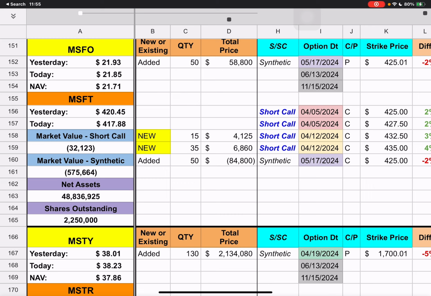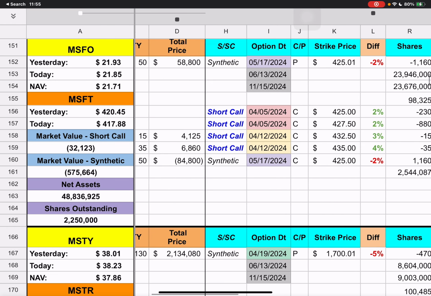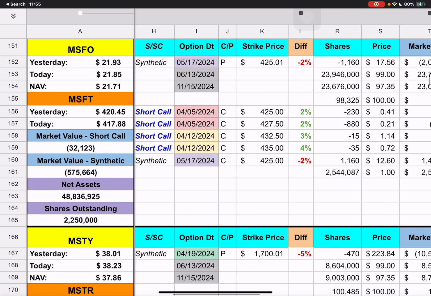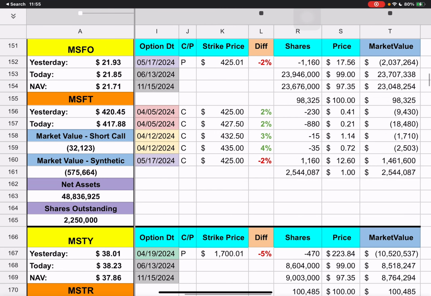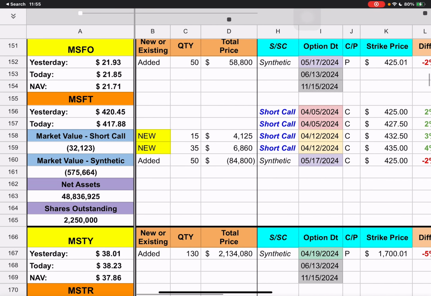They've added to the synthetic positions and created 2 new short calls that will expire this week. So you can see we have 15 and 35 contracts there for the 432.50 and the 435 strike. We also have 2 short calls that expire today, with a 425 and a 427.50 strike. And at the end of day yesterday, we were underneath those strikes.